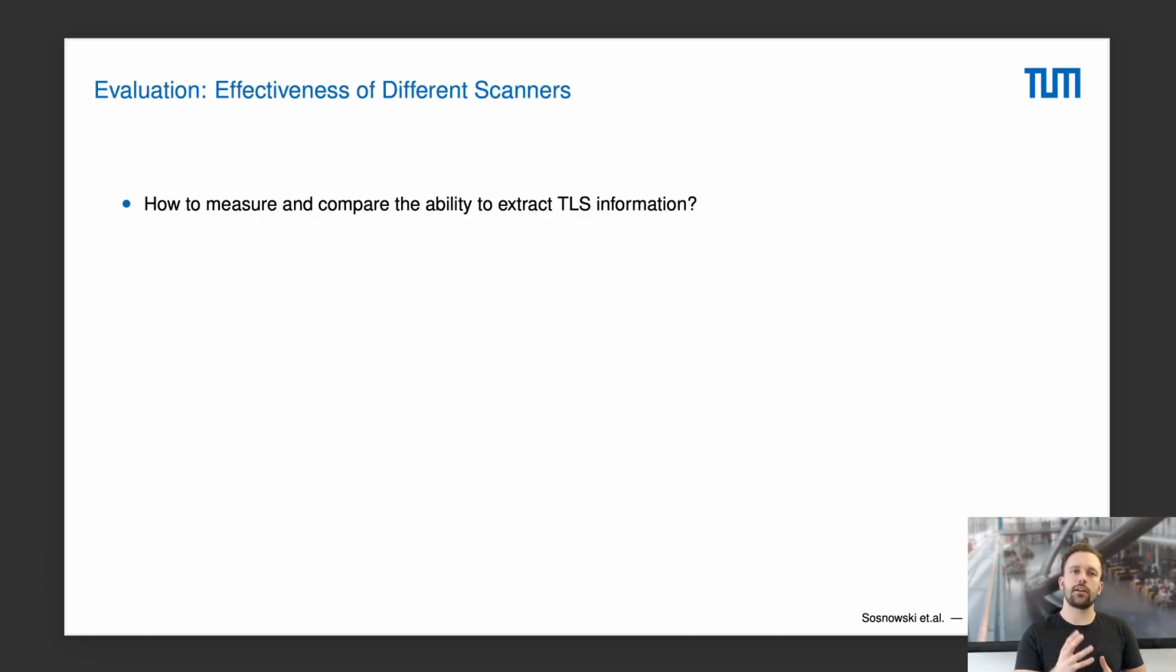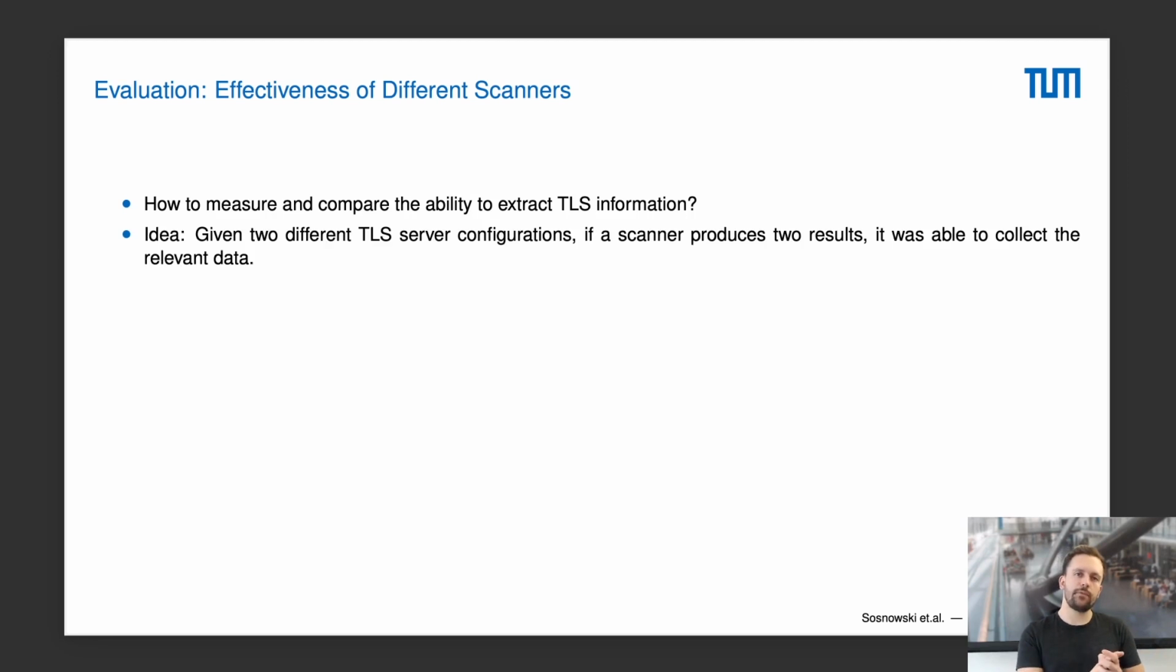Now, let's have a look at the effectiveness of the different scanners and if the TLS scanner approach actually provides a benefit over related work. So first of all, how should we measure and compare an ability to extract TLS information? It's a quite abstract question. But we thought about the following. Given we have two different TLS server configurations and we scan them both with a scanner, without looking into the result of the scanner, if the two results are different, we know the scanner was able to collect the relevant piece of data.